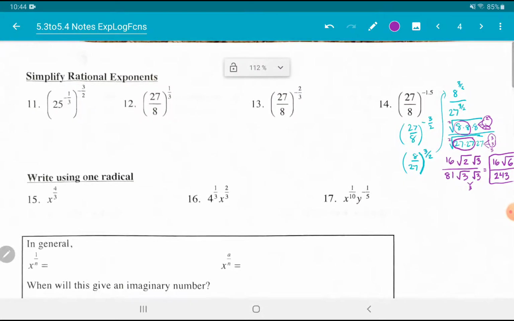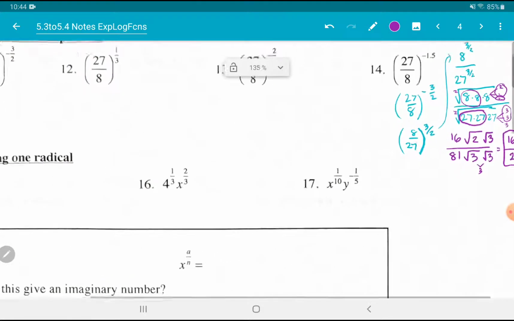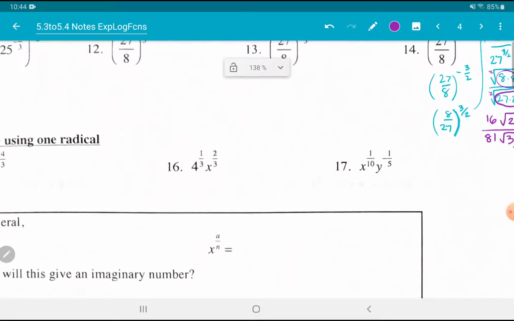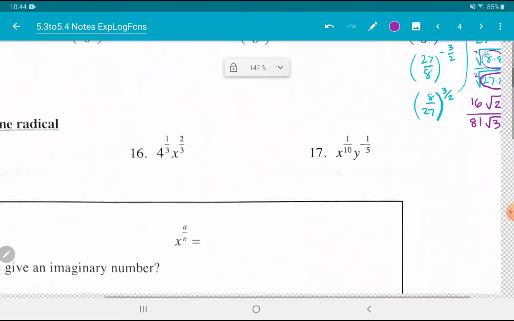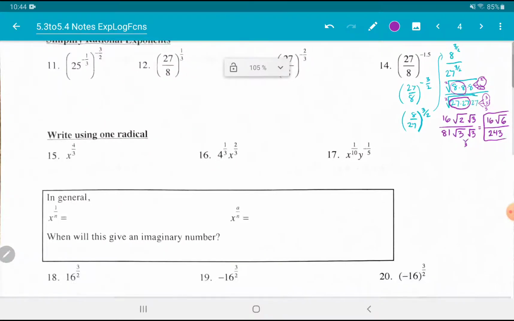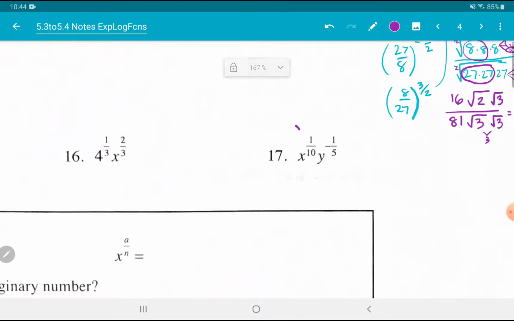Number 15 through 17, write using one radical. Let's do number 17. That looks a little bit more on the complicated side compared to 15 and 16. So in number 17, if I do want to write using one radical, then what I notice is that technically I have different radicals. This is going to be a 10th root, and this one is going to be more like a 5th root, right? We have a 5th root here. So that's not going to work.